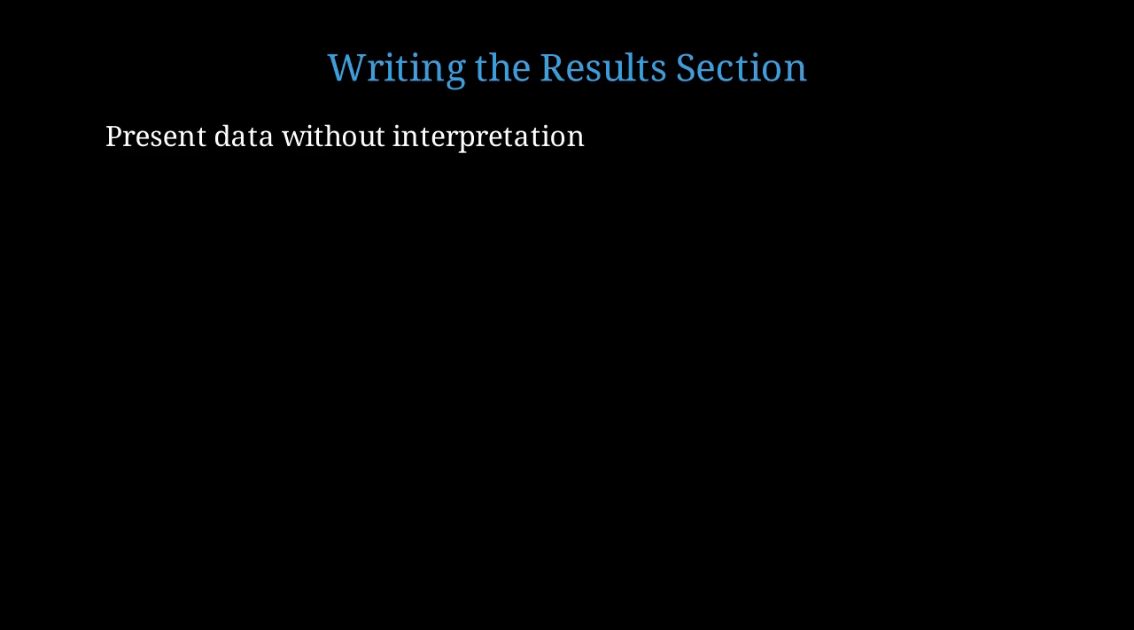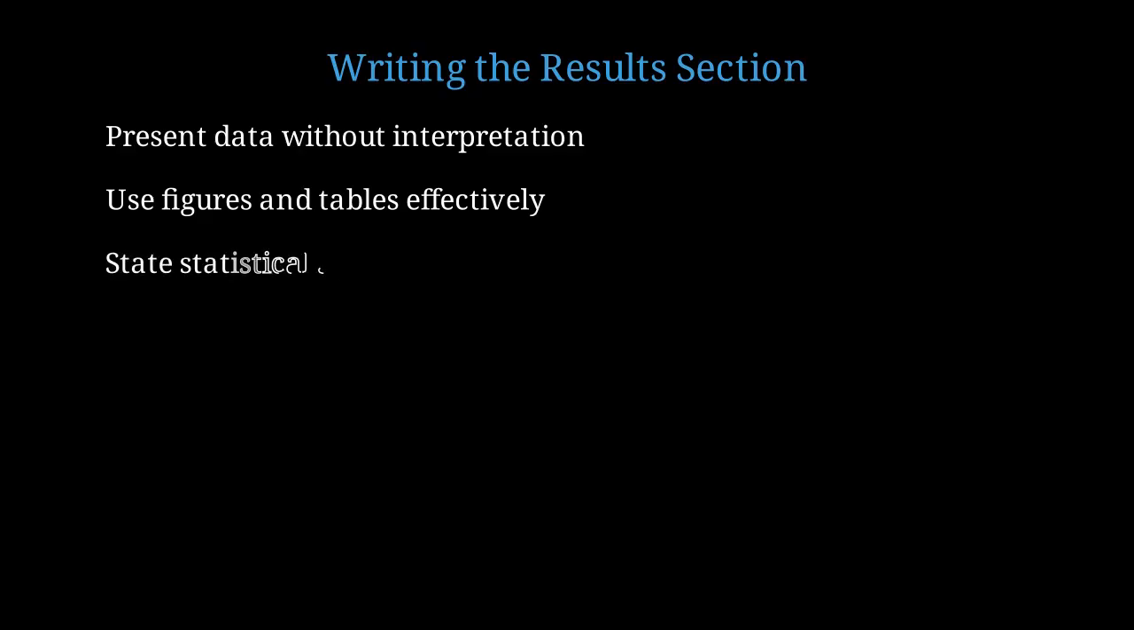Now let's talk about the results section. This is where you present your findings objectively. Present your data without interpretation. Save the interpretation for the discussion section. Use figures and tables to present data visually. A well-designed figure is worth 1,000 words. Always state whether differences are statistically significant. For example, Group A showed significantly higher values than Group B, with p equals 0.02.